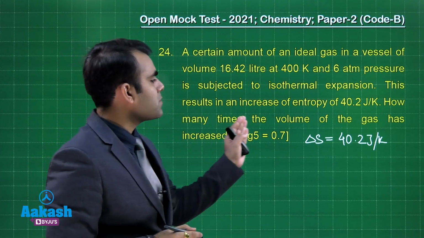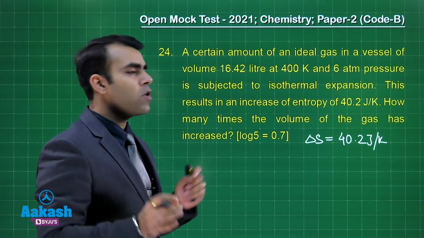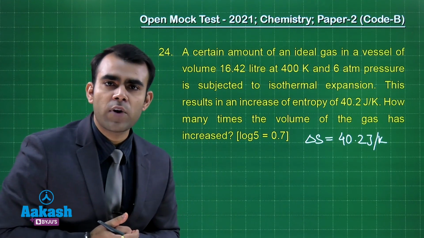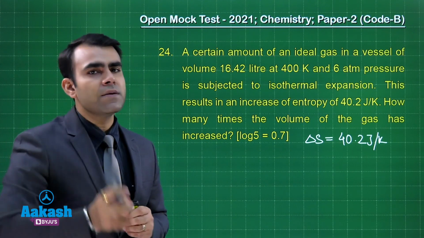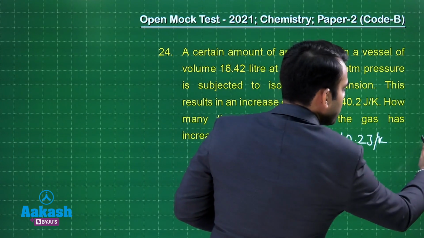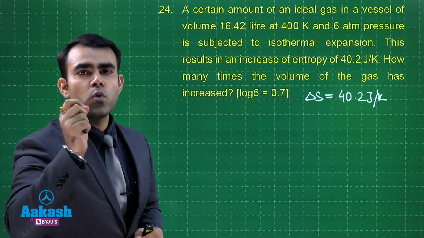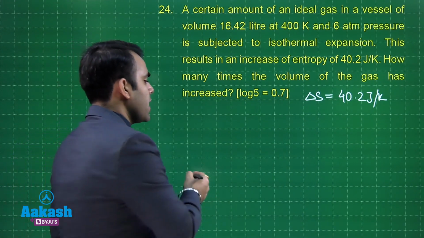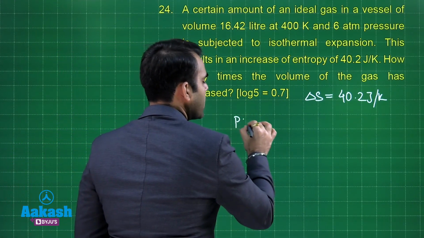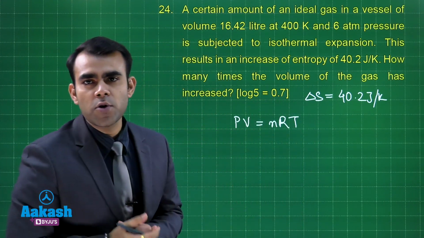Now how many times the volume of the gas has increased? We have to see what is the relationship between V2 and V1. Now V2 is what times V1. So let's start doing the question. But first thing that we have to do here is to calculate the moles of my ideal gas. Now for calculating moles we will apply our ideal gas equation, that is PV is equal to nRT.